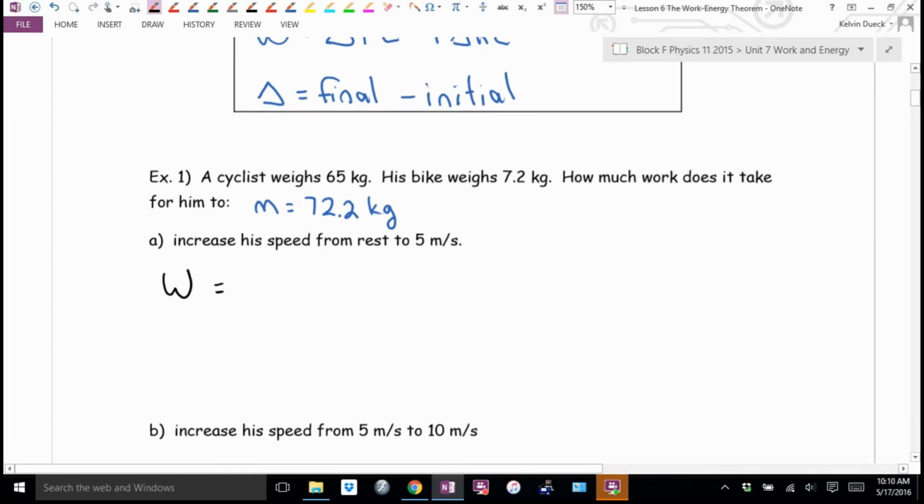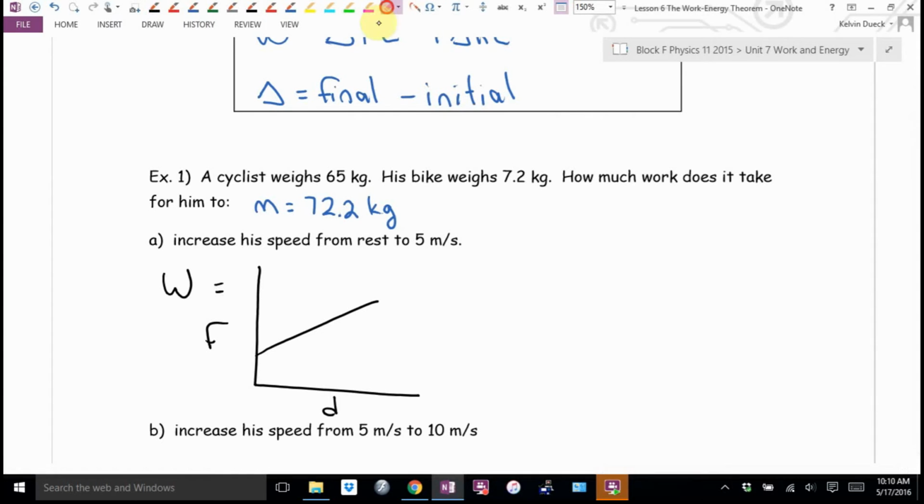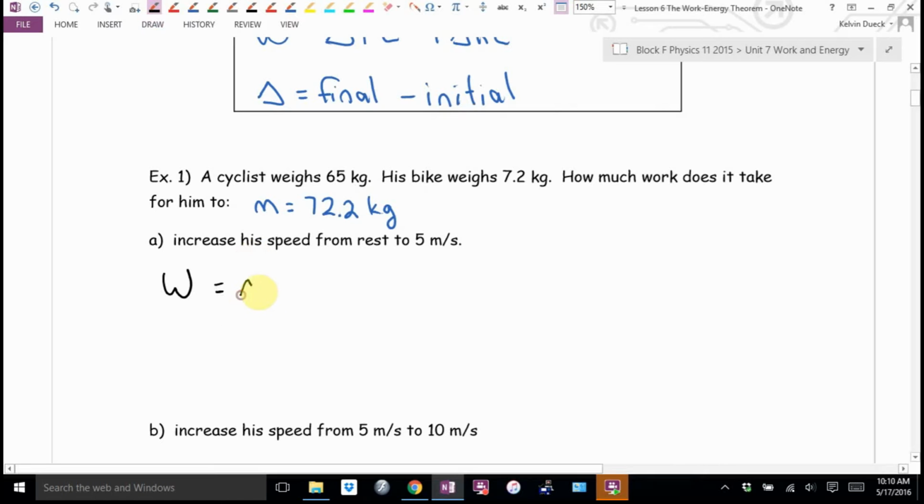Then I would see if they had given me a force versus distance graph. This is pretty obvious. Did they give me a graph in the question? No. Pick your pencils up. Now I would go to the Work-Energy Theorem. Work is also the change in potential plus the change in kinetic. That's the checklist that we're going to do from now on.